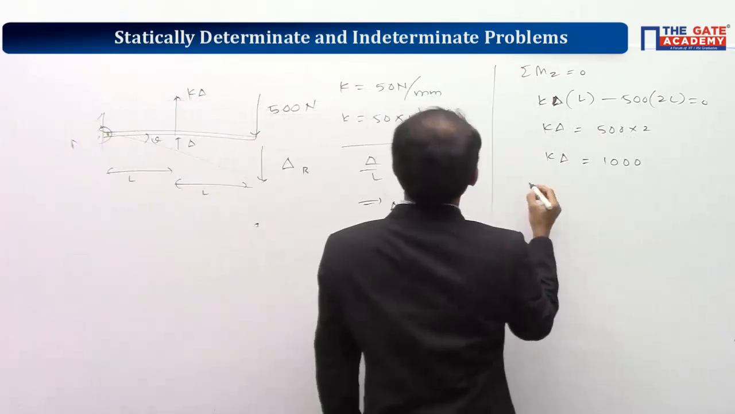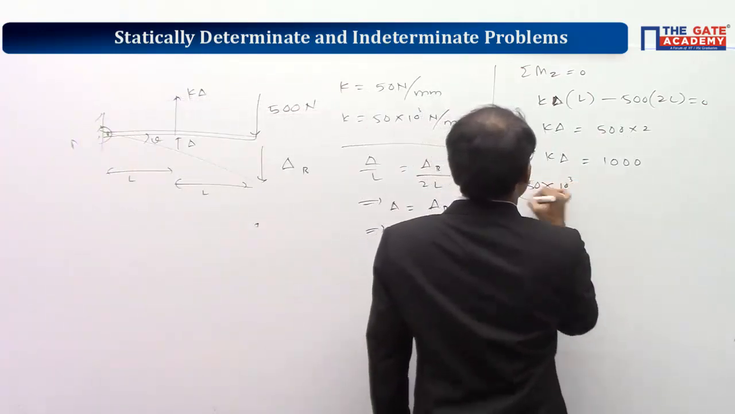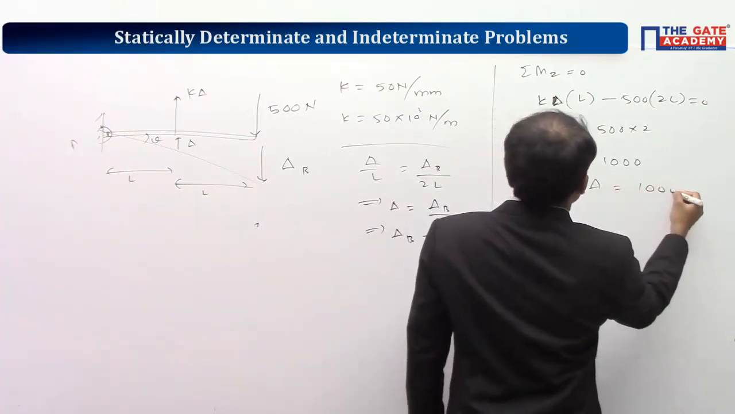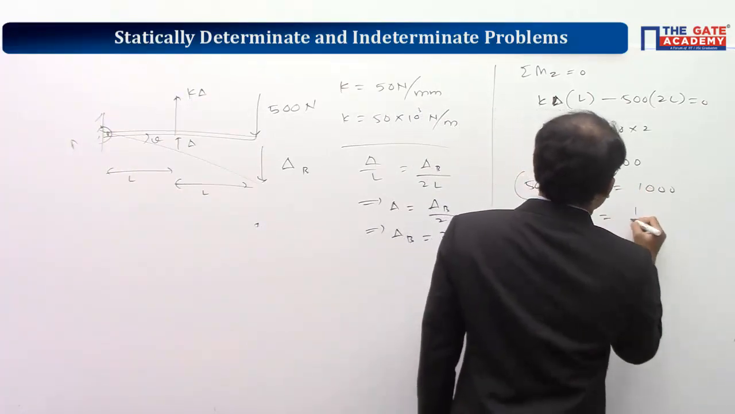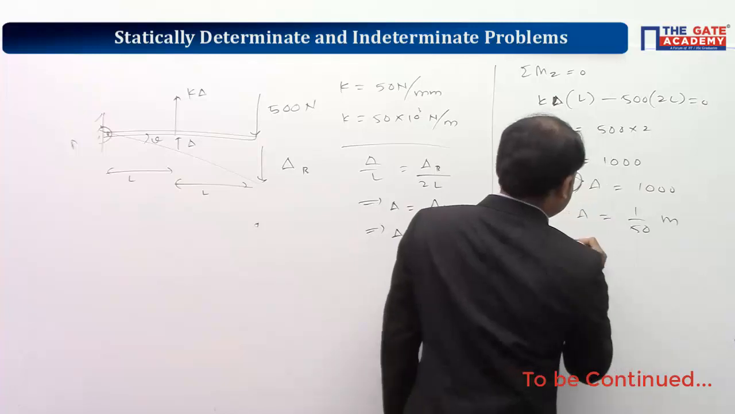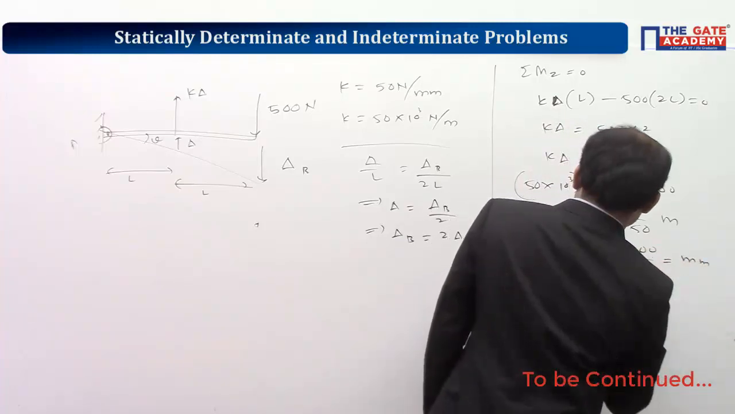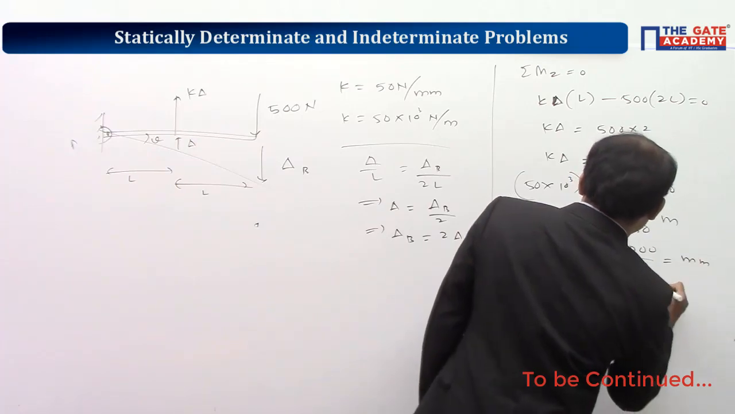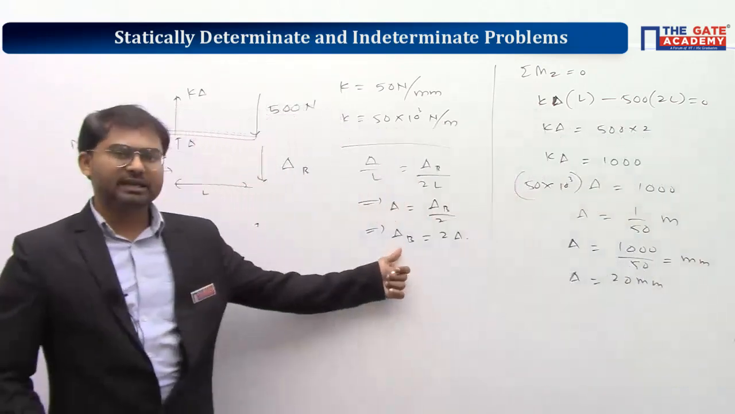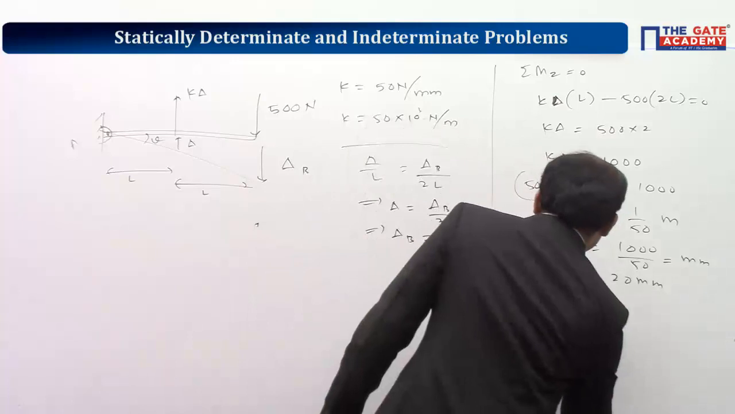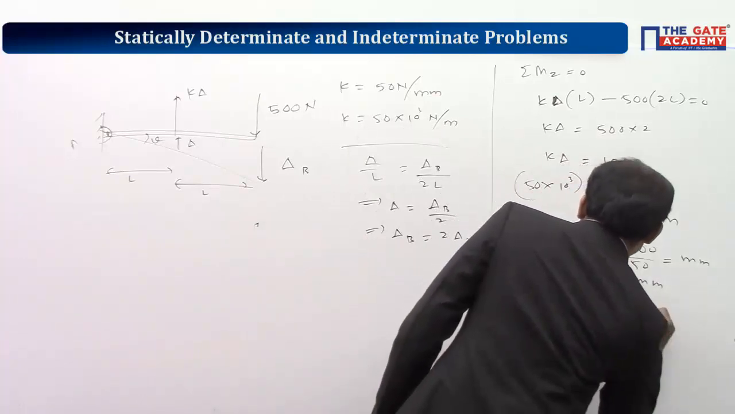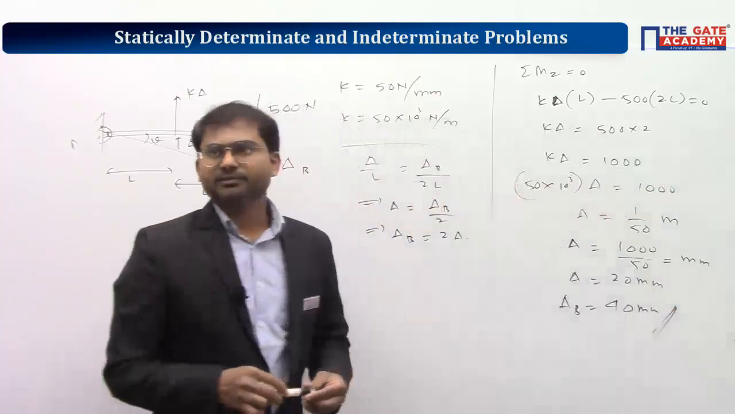So you have K equal to 50 into 10 cube. So delta will come out to be 1 by 50 meters. It is nothing but 1000 by 50 millimeters. So delta is equal to 20 millimeters. But we are concerned with getting delta B. So delta B comes out to be 40 millimeters. Clear?